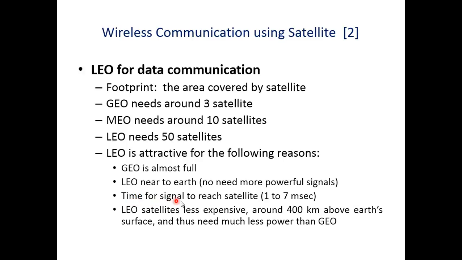GEO. The time required to reach the particular satellite is 1 to 7 milliseconds. So time is the major constraint. And finally, LEO satellites are less expensive, at around 400 kilometers from the Earth's surface, and thus need much less power than the GEO, as we understand.